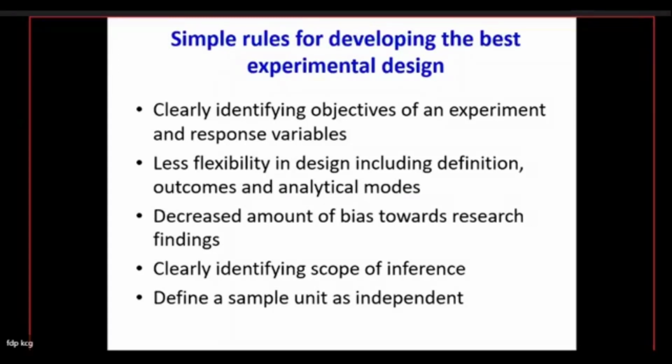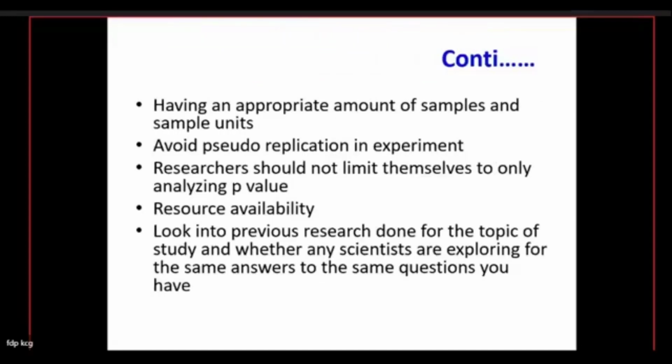randomization of the experiments, clearly identifying the scope of inference. What analysis are you going to derive from this? What is the scope of your experiment? What is the scope of your research? That is clearly identified. Define a sample unit as independent. First, we start with the sampling. When you make a compromise in the sampling, many people don't know whether it is a randomized sample, unbiased sample, strategic sample, or a selected sample, and that creates problems in the experiment design.